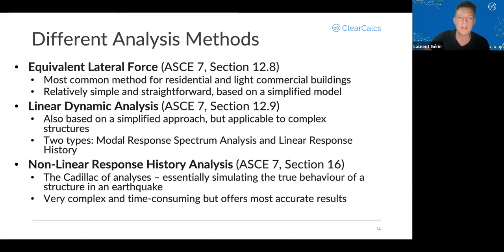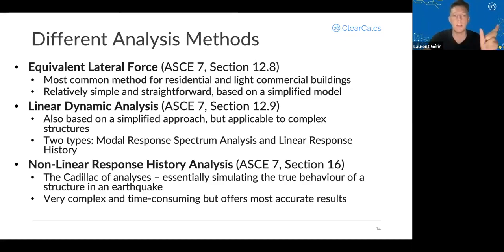Basically what it means is you're going to be looking at how your building shakes when it's exposed to different frequencies of earthquakes. So if you've got an earthquake shaking really fast, how's it going to respond? If you've got an earthquake moving really slow, how's it going to respond to it? Then you're going to match that response with the local properties of an earthquake.